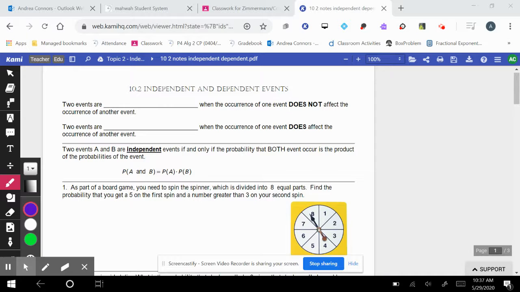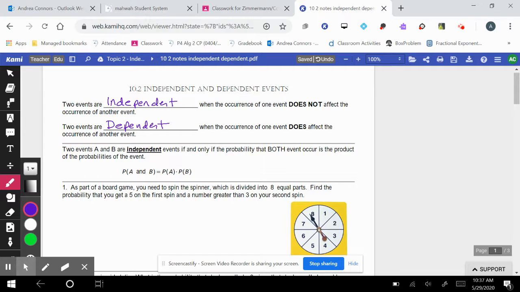Good morning, everyone. Today we're going to focus on independent and dependent events. So two events are independent when the occurrence of one event does not affect the occurrence of another event. So for example, rolling a dice and spinning a spinner. If I roll a 3, it doesn't necessarily mean it's going to have any effect on my spinner, so they're independent. Two events are dependent when the occurrence of one event does affect the occurrence of another event.